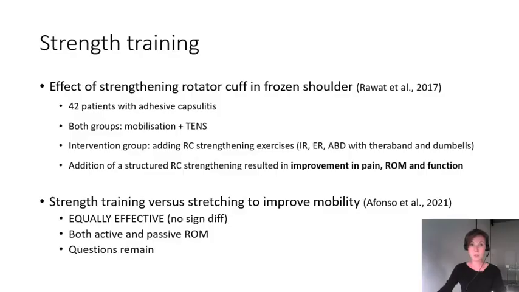So this brings us to strength training, which offers us a very interesting opportunity in the rehabilitation of frozen shoulder, even in the early phase, and I will show some examples that we can use later. First, I would like to talk about 2 studies. The first one is a study of Rawat, who investigated strengthening of the rotator cuff in frozen shoulder, and they had very good results. They showed that adding a structured rotator cuff strengthening program results in improvements in pain, range of motion, and function. But this study was not specifically in the early phase of frozen shoulder, but in general.